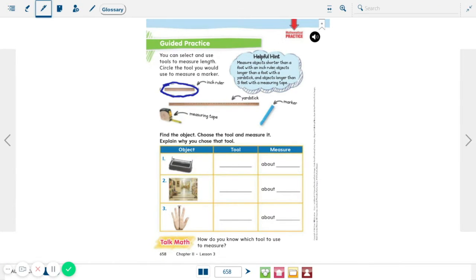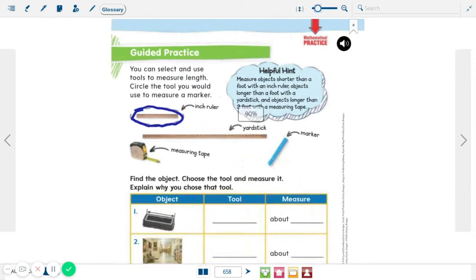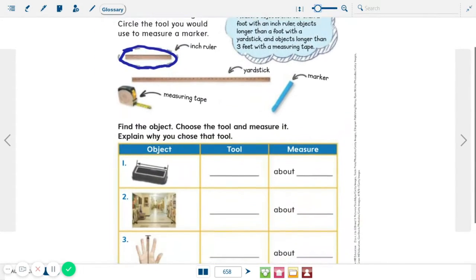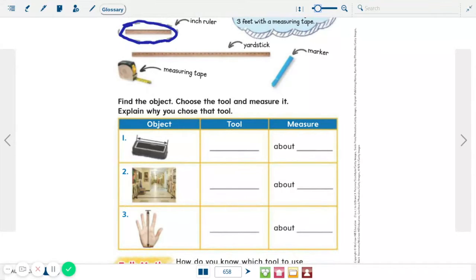For the rest of our guided practice, we're going to be given an object, and then we need to figure out what tool we're going to use to measure the object. It can either be an inch ruler, a yardstick, or a measuring tape, and then we're going to give the measurement for that object. So for number 1, let's zoom in a little bit. For number 1, we have a whiteboard eraser. So for a whiteboard eraser, the tool that we would use is a ruler. So go ahead and write in ruler.